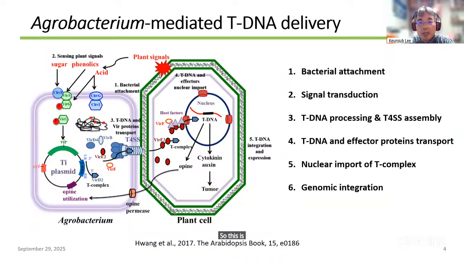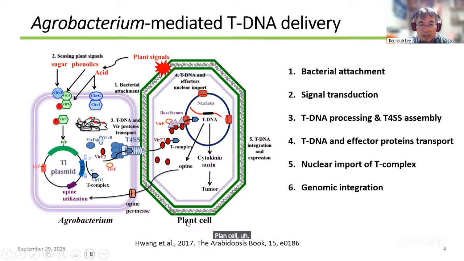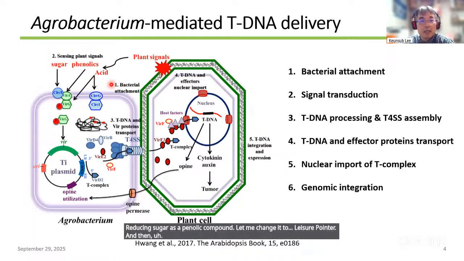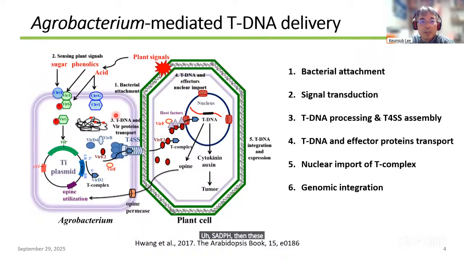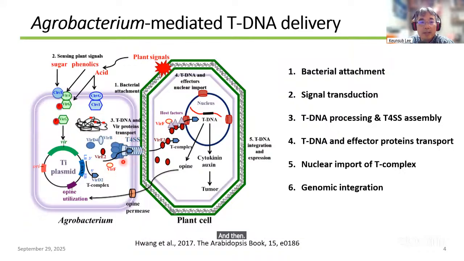So this is the Agrobacterium-mediated transformation process. What happens is the plant cell, usually wounded cells, secrete some compounds, including reducing sugars, phenolic compounds, and acidic pH. Then these are sensed by Agrobacterium two-component systems, and that triggers the virulence gene expression that processes the T-DNA and then makes the type 4 secretion system, which secretes the T-strand along with the other effector proteins.